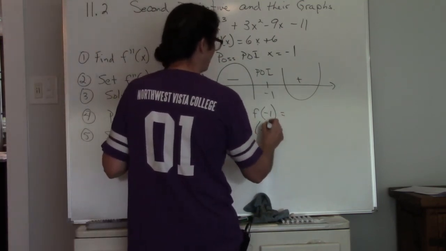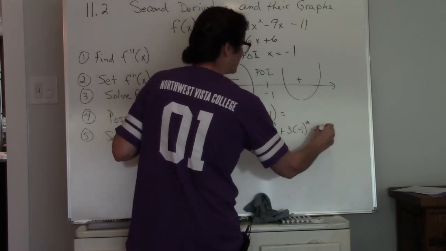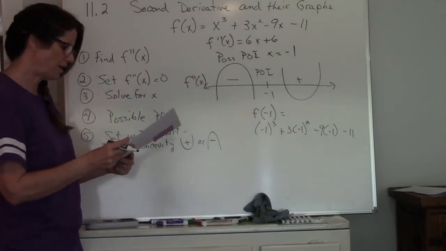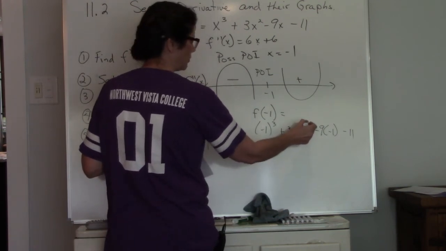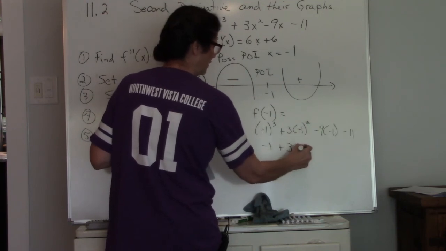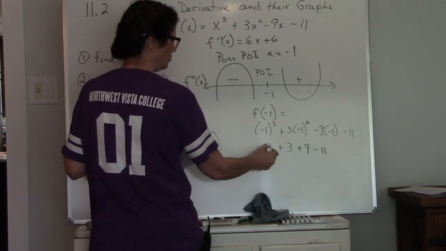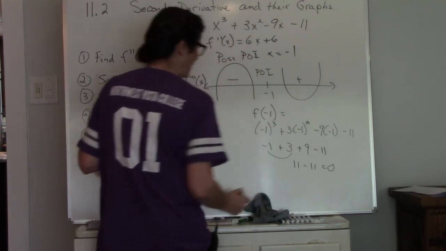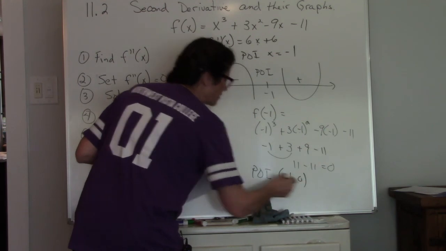So I'm going to get -1 cubed plus 3 times -1 squared minus 9 times -1 minus 11. And when I work that all out, I get -1 squared is 1 times 3 is 3. -9 times -1 is plus 9, and then minus 11. So I get 2 plus 9 is 11 minus 11. So my point of inflection is at the point -1, 0.